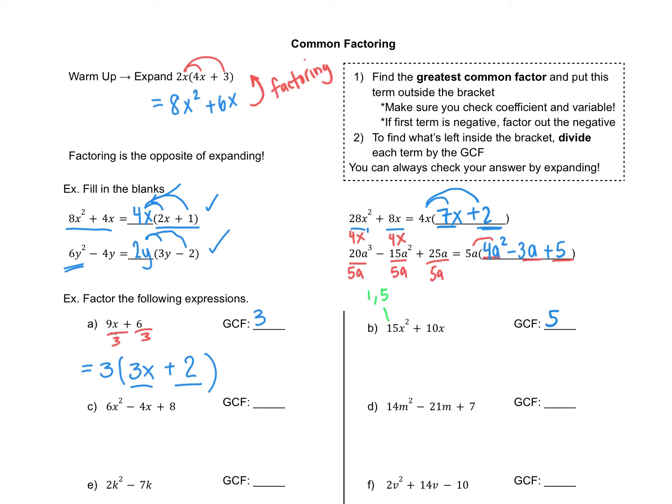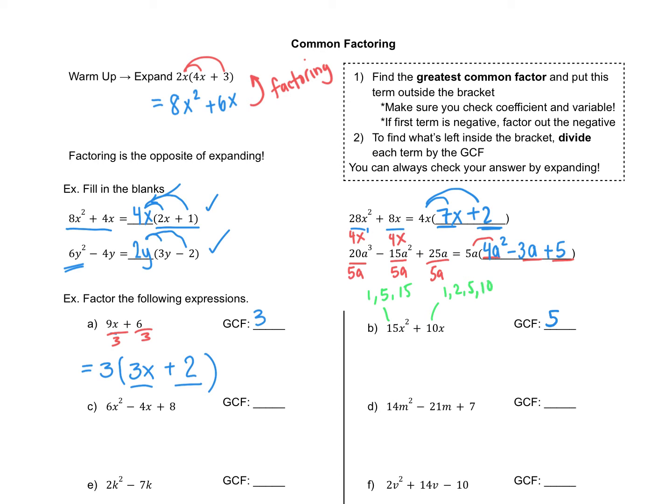6, 7, 8, 9, even 10, I can't. So really the next one is 15. Those are the three factors of 15. For 10, 10 can be divided by 1. It can be divided by 2. It can't be divided by 3 or 4 because then you get a decimal. It can be divided by 5, 6, 7, 8, 9 doesn't work, and 10 does.